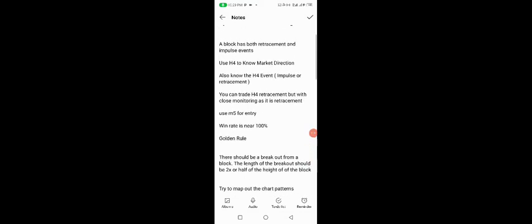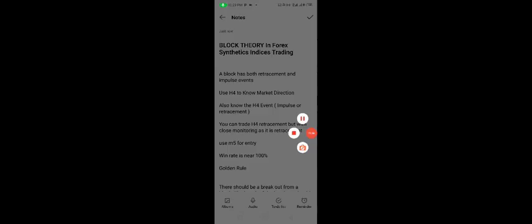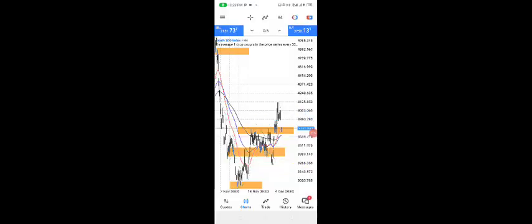So let's go back to the document and read it out. Here you see that we use the hedge fall to know the market direction. So when the candles are printing above the black moving average, which is what we use for hedge fall, we are in the hedge fall time frame.